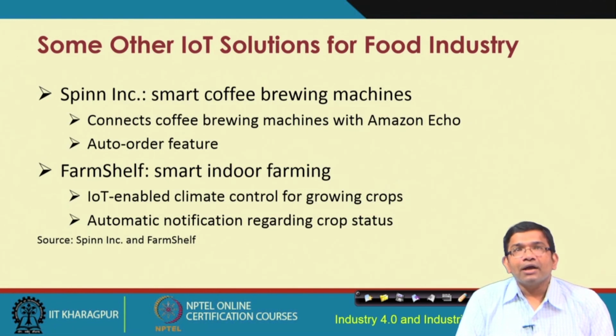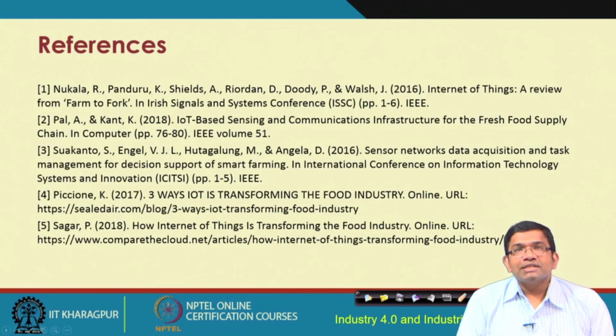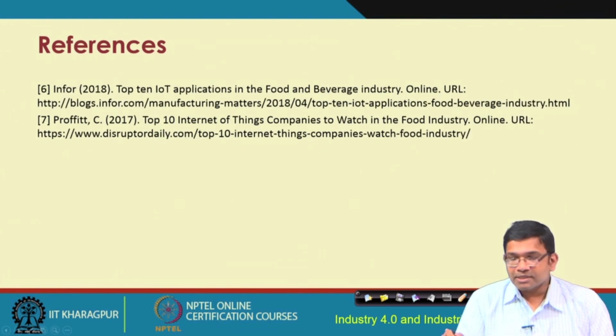Likewise, there are different other IoT solutions for the food industry by Spin Inc. for smart coffee brewing and Farm Shelf for smart indoor farming. So, these are a list of different references talking in more detail about these solutions that I have talked about briefly, IoT solutions that have been used in the food industry, food processing industry and so on. If you are interested in any of these solutions that I just mentioned, you are encouraged to go through these references.